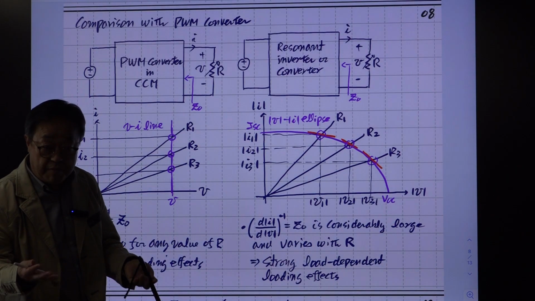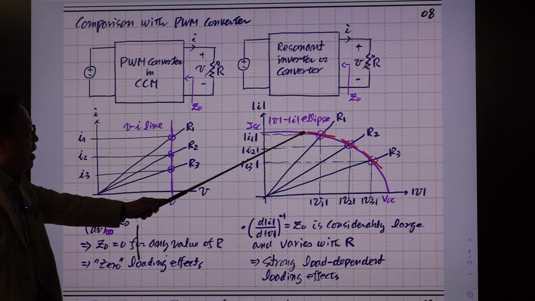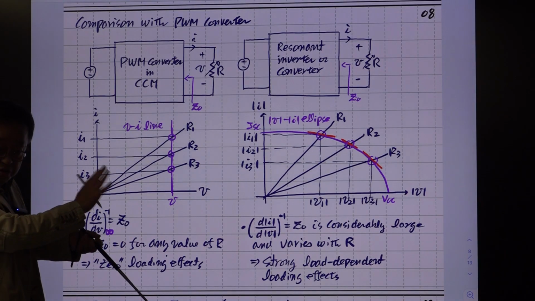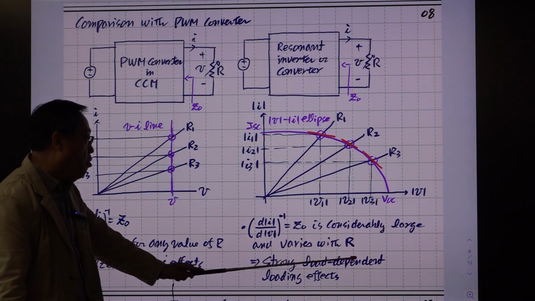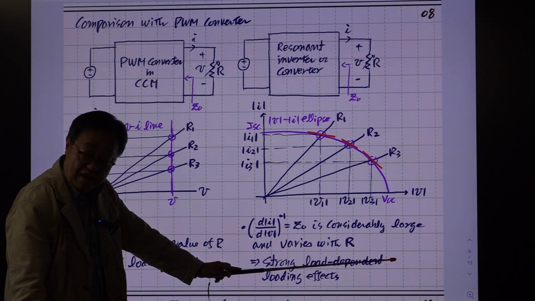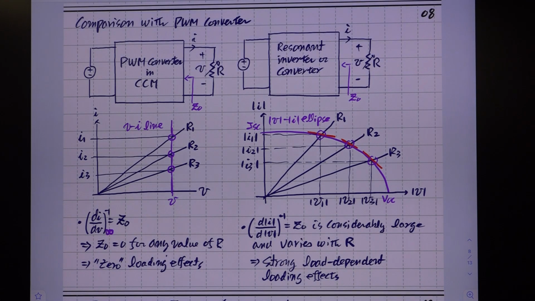That is also a problem because there is a substantial loading effect. So all the characteristics of this resonant converter highly depend on load resistance. Load. That is the real problem. Okay. Another one is that this dependency varies with R. If you change this R, then you have a different situation, right? So there is a strong loading effect, and that loading effect highly depends on the load characteristic. Strong load-dependent loading effect is the characteristic feature of this resonant converter, very different from the case of the PWM converter.